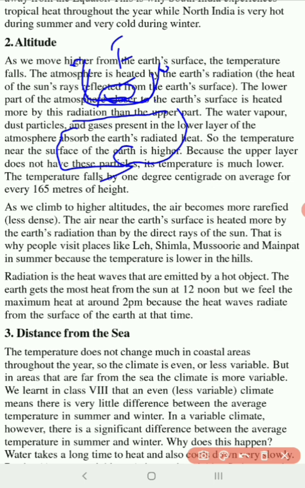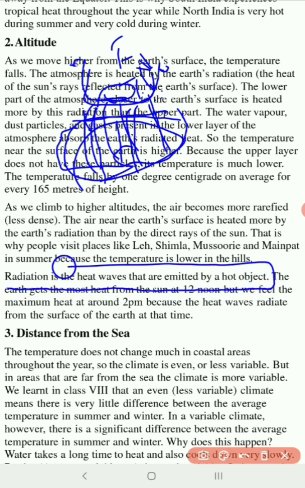Then what happens when you heat? In the beginning, the heat waves attack the vessel. In the beginning it is very little, but once the vessel is heated up and you switch off the oven, what happens? Still it is very, very hot. So this vessel emits hot radiation. Radiation is the heat waves that are emitted by a hot object. This is exactly what happens here.